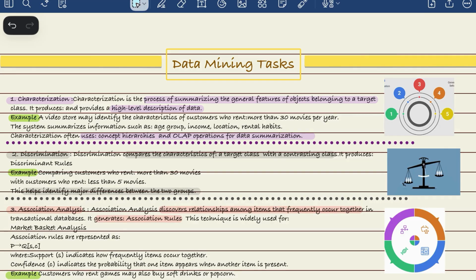So the very first type of task is characterization, right? So characterization means you are actually summarizing the general features.